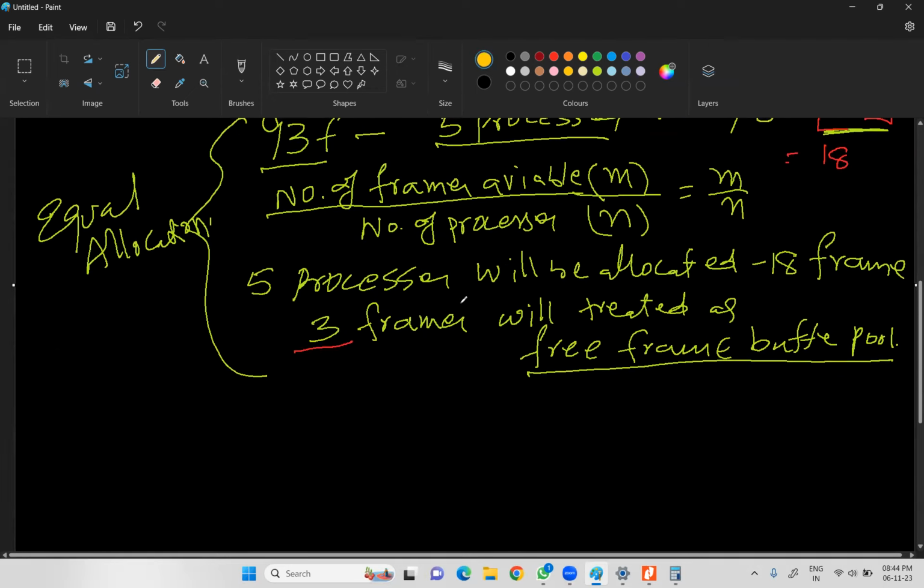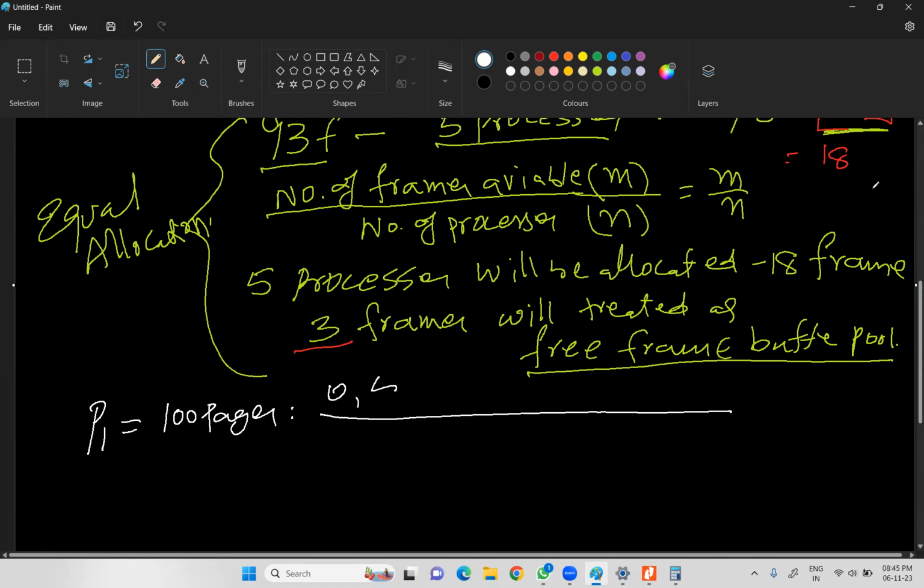If you are trying to specify equal frame allocation, for example, process P1 has 100 pages to be executed, and there is a particular page reference string while it is being executed. Demand paging always requires some page reference string. So first 0 can be started, then 2, then 7, then 5, and so on. Something like this, some reference string will be there.